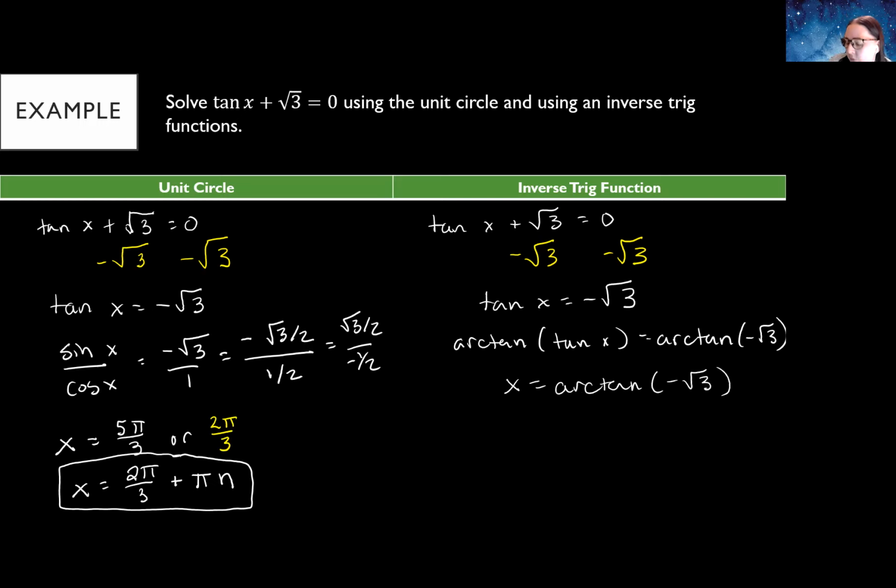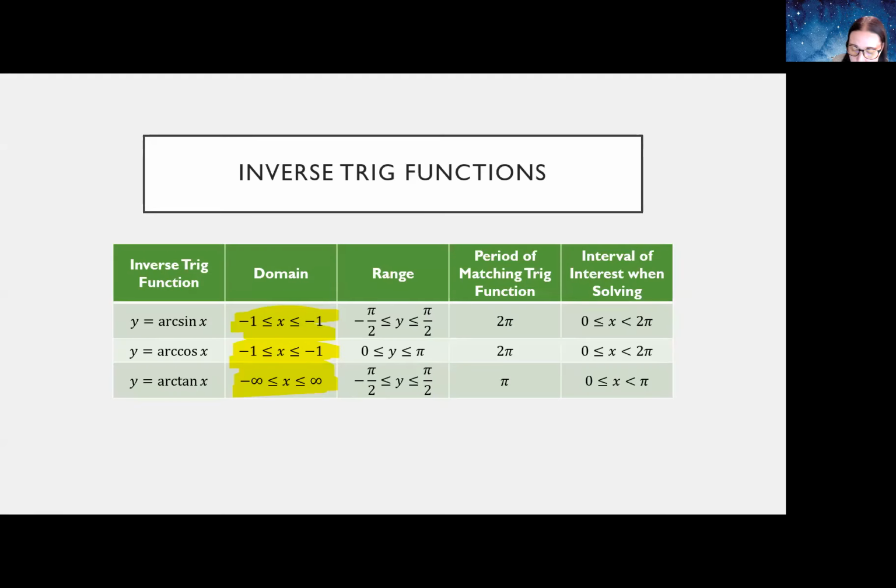When you're doing it this way, you need to make sure whatever you're plugging into arctan is in the domain of arctan. So that's where we go to this chart where I highlighted the domain. The domain of the inverse tangent, or arctan, is negative infinity to positive infinity. So we can plug anything into that. This is in our domain. This is okay.